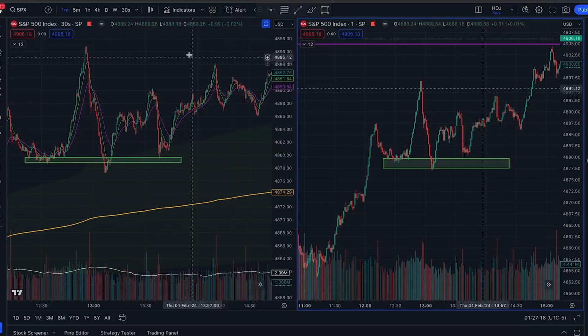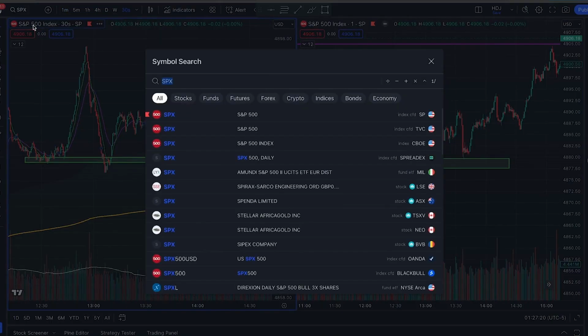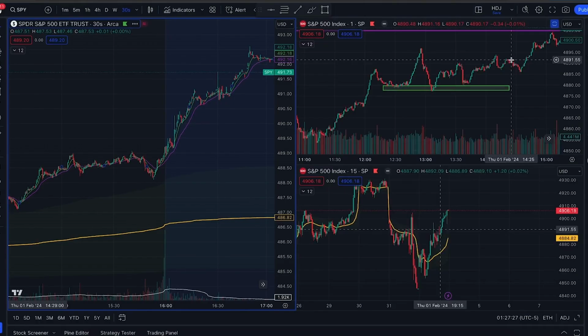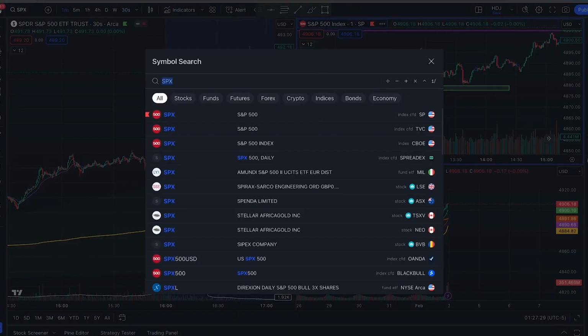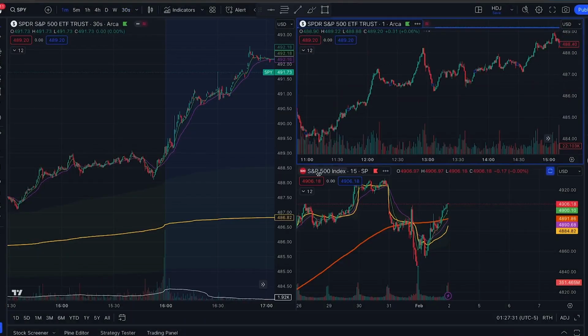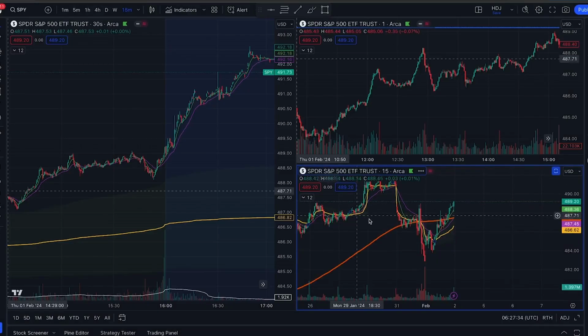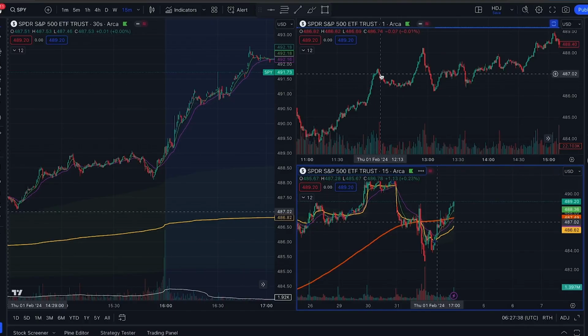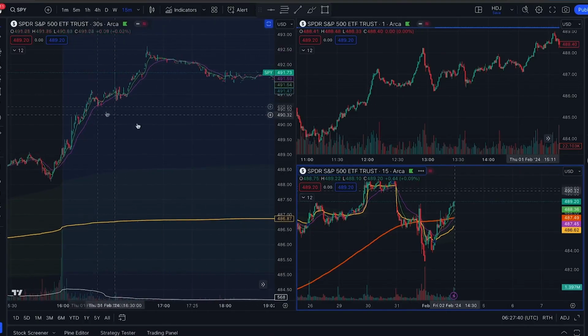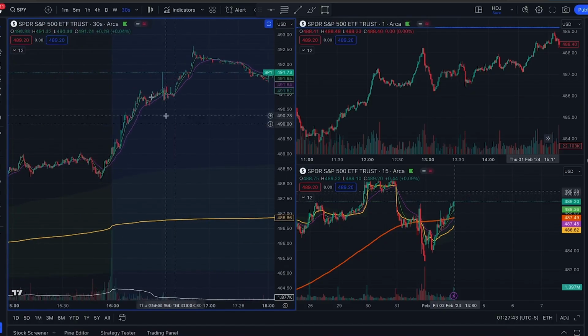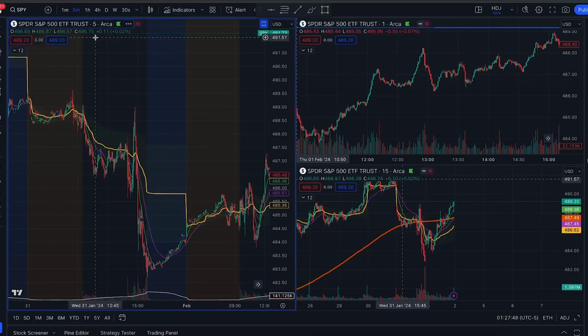And then we're doing the same thing. Let's go back to SPY. We'll just go back, and I'm going to go back to the 3 panel. All right, back on SPY. Okay, we got the 15, the 1, the 5-minute chart. Okay, so let's say this should be the 5-minute here. Okay, now we're good to go.